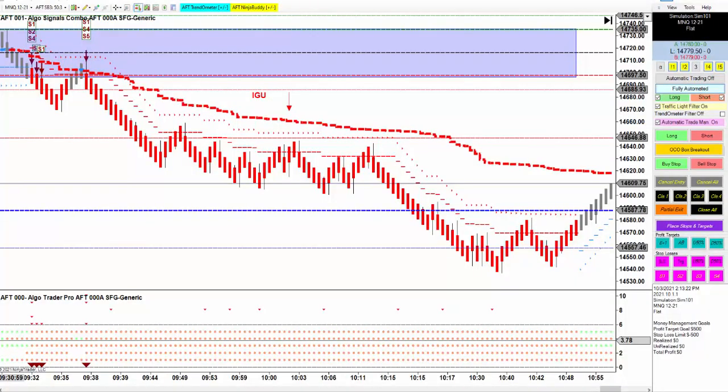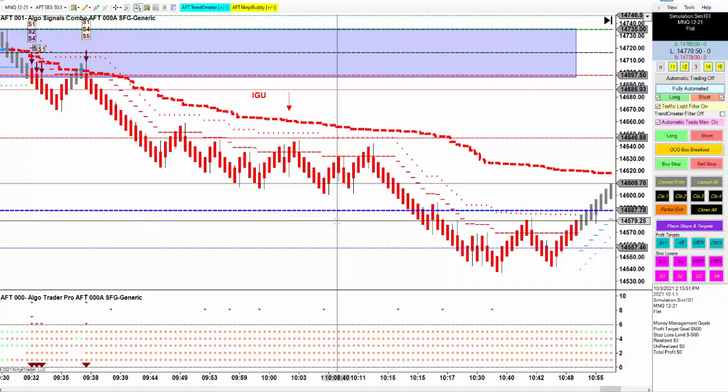This is the Algo Futures Trader Weekly Market Roundup, and this is AFT7 for NinjaTrader 7. The Algo Futures Trader comes with several templates already built in, and one of those templates is the one you're looking at here, an opening morning range breakout.